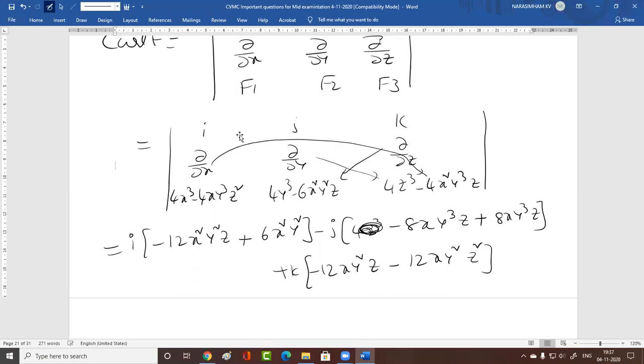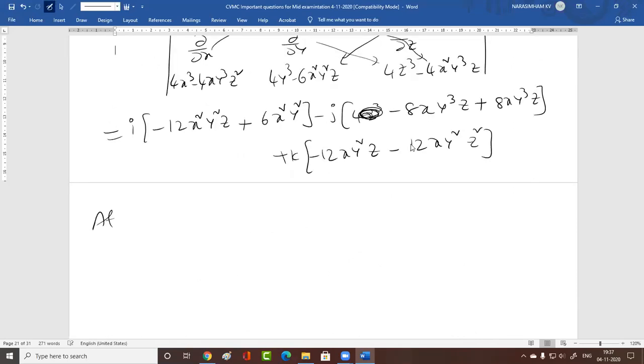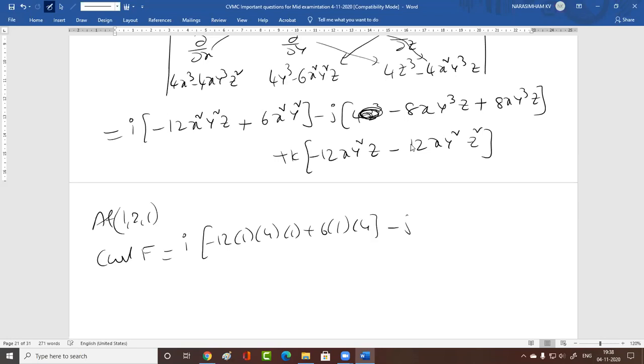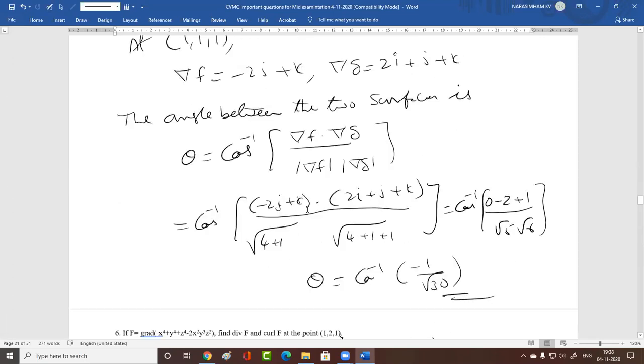Now at the point, the point is given as (1, 2, 1). At the point (1, 2, 1), curl f equals, put x equals 1, y equals 2, z equals 1. So you will get the required value: 4 into 1 plus 6 into 1 into 4 minus the remaining terms. Now find the vector quantity. This is very simple. Just substitute and calculate the value. Okay, the sixth question is also completed.